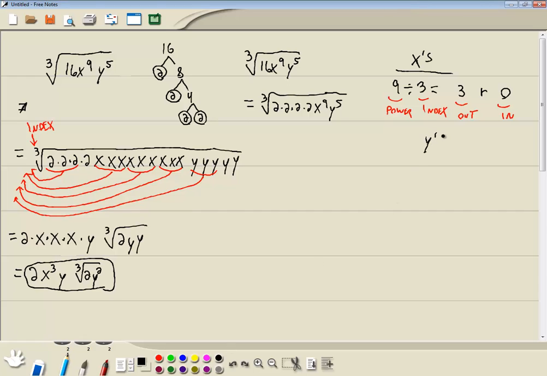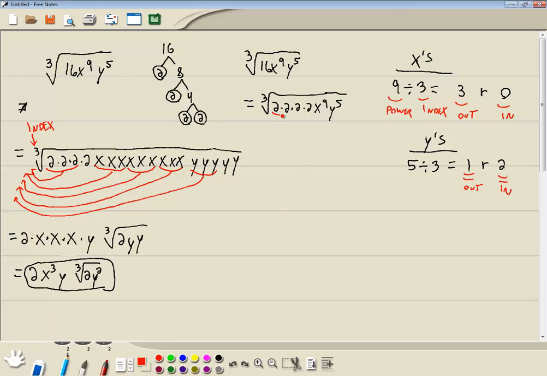Now we want to do the same thing with the y's. So we're going to take our power, which is 5, divide by our index, which is 3. And this is old style division. So it's 1 with a remainder of 2. So this tells us how many come out, and this tells us how many stay in.